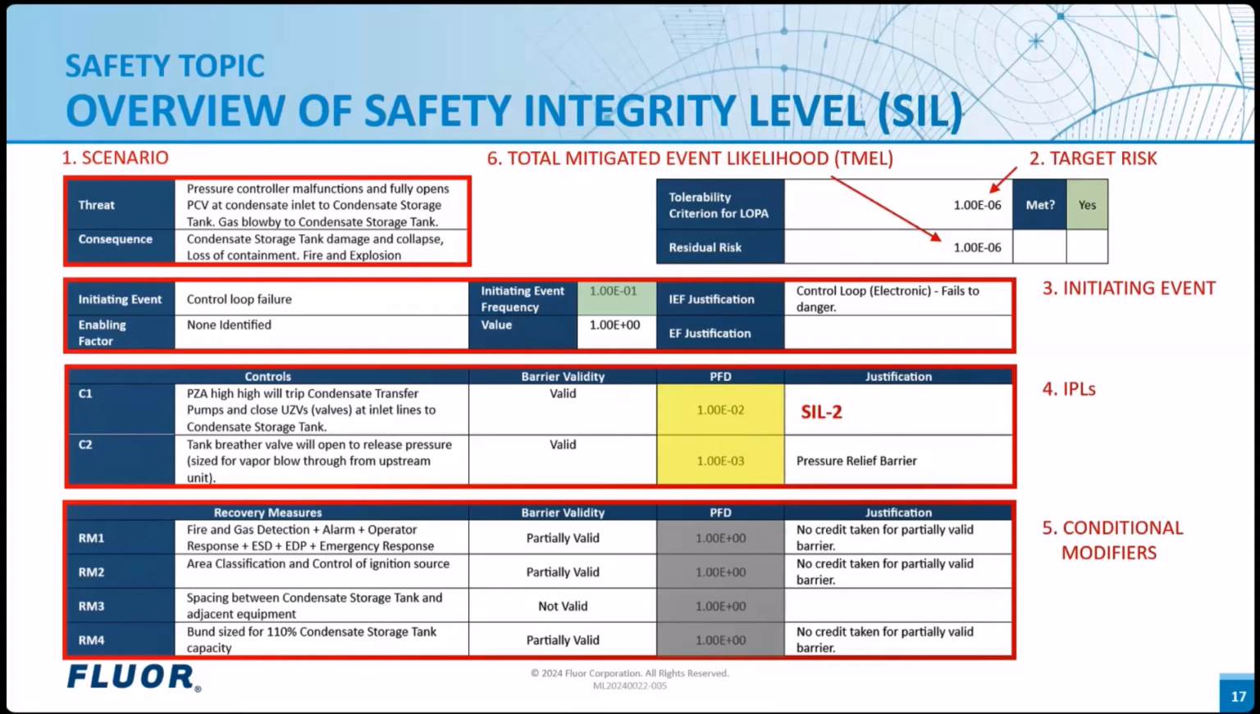The PFD of the SIF C1 was determined to be 1 times 10 to the negative 2 in order to give a TMEL that is equal to the target risk, 1 times 10 to the negative 6. In other words, SIF C1 is SIL 2. As you can see on the slide, the value of the TMEL depends on the value of the PFD, or probability of failure on demand, for the IPL. The value is highlighted in yellow.